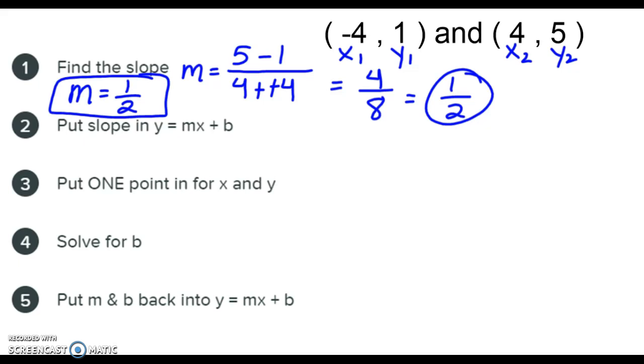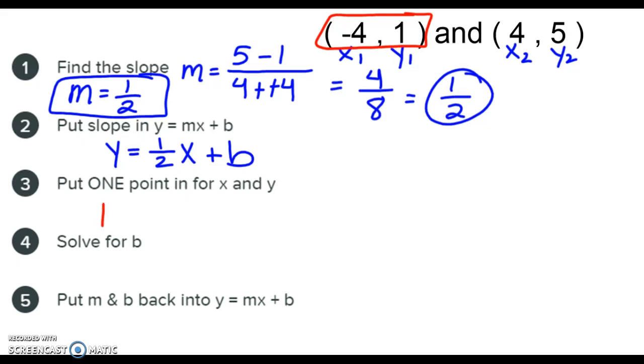Then for my next step, I have y equals mx plus b. I'm putting the slope in for my m: y equals 1/2 x plus b. And then I get to put 1 point in for x and y. I see a 1 in there, and I know 1s are easier to work with, so I'm going to choose this point here. Some of you might say, I don't like that negative 4, and that's fine. You can choose to do the other point.